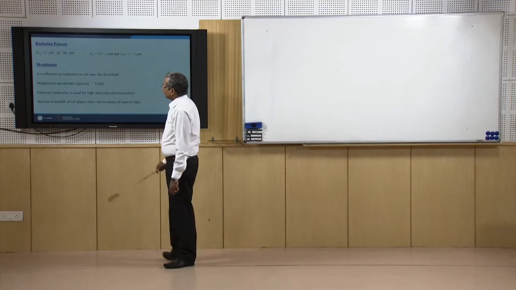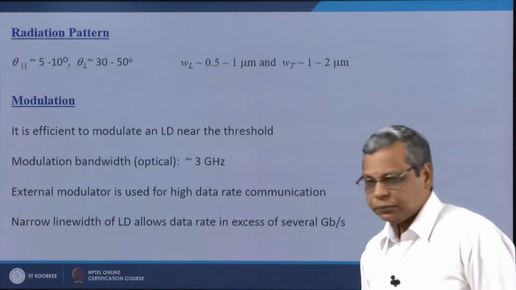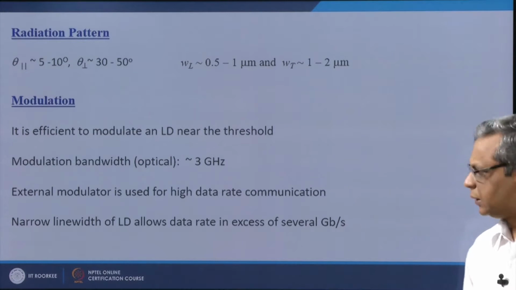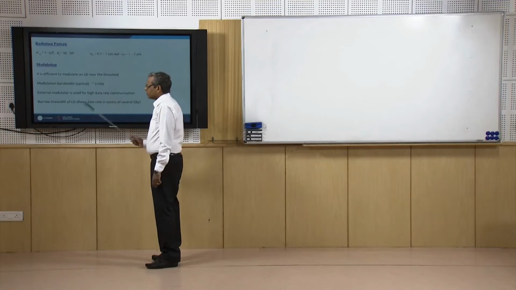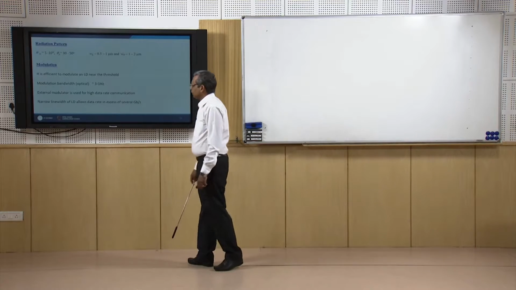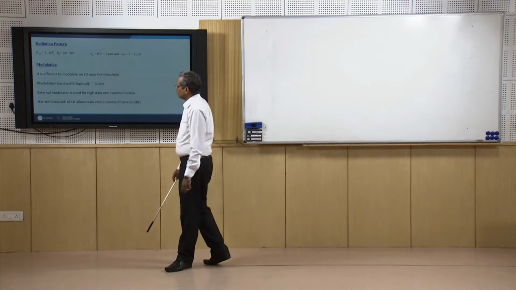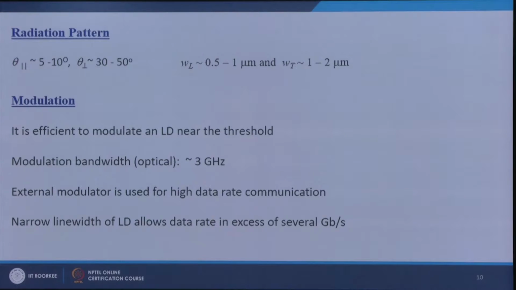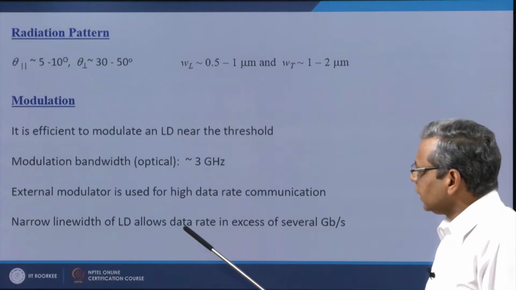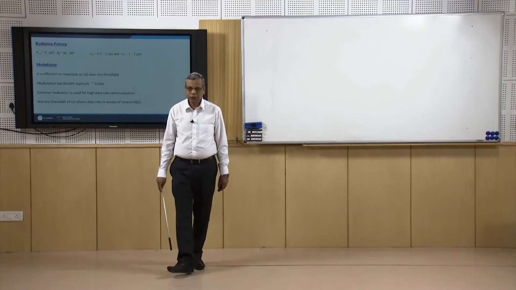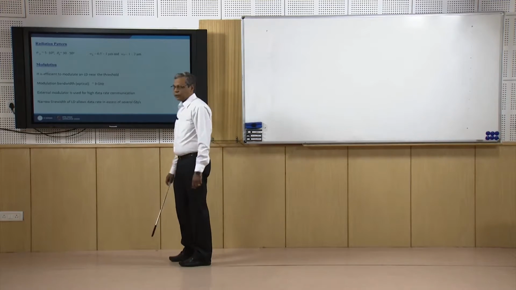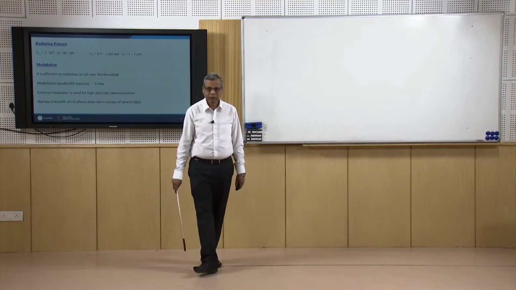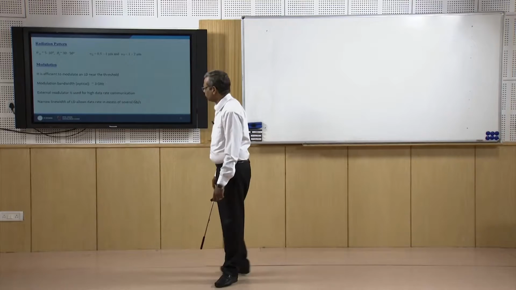The optical modulation bandwidth of a diode laser is typically 3 gigahertz. So, you cannot have very high data rate if you directly modulate it using injection current. So, you will have to use an external modulator for high data rate communication. But the diode laser has very small line width, it can go down to 0.1 nanometer, and this allows data rates in excess of several Gbps, because the dispersion becomes very small when you have very small line width.